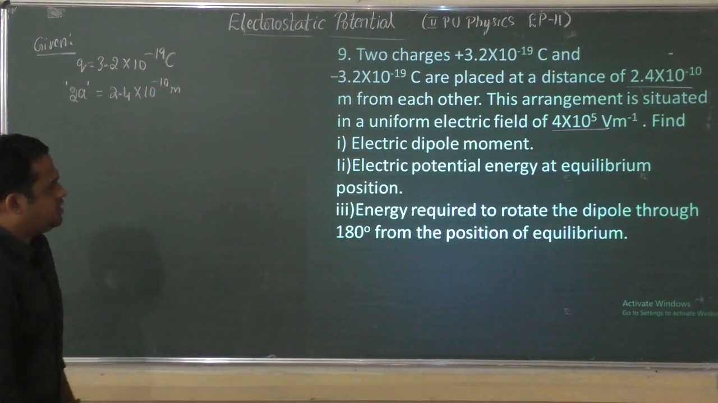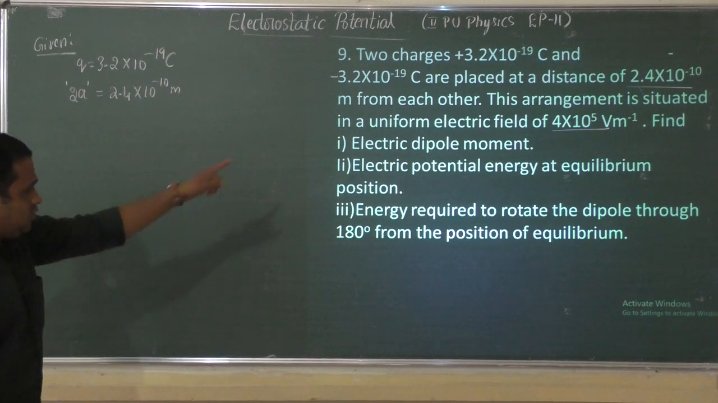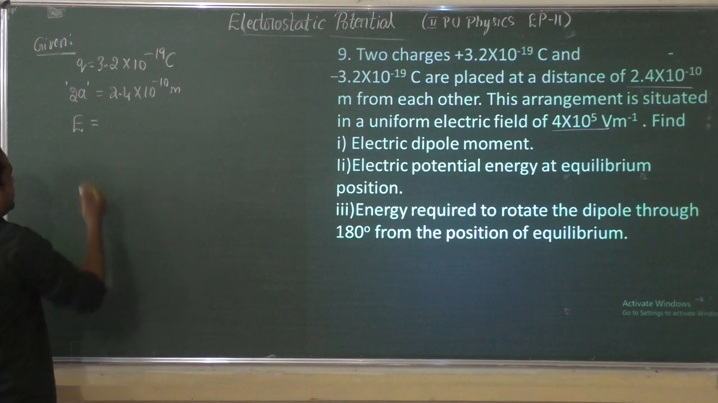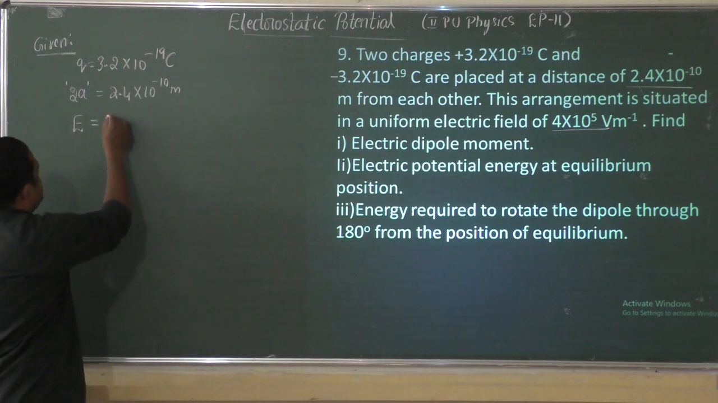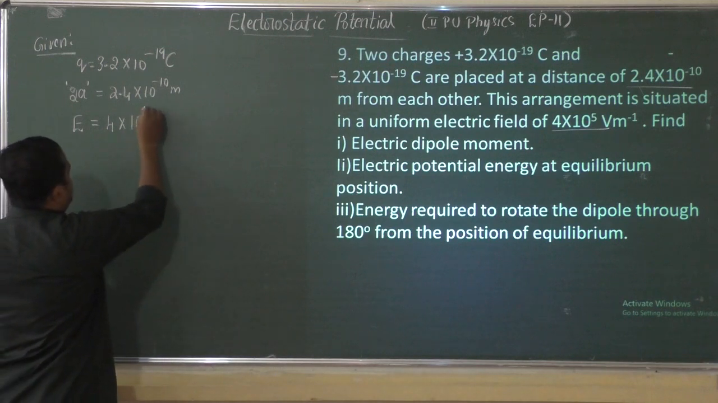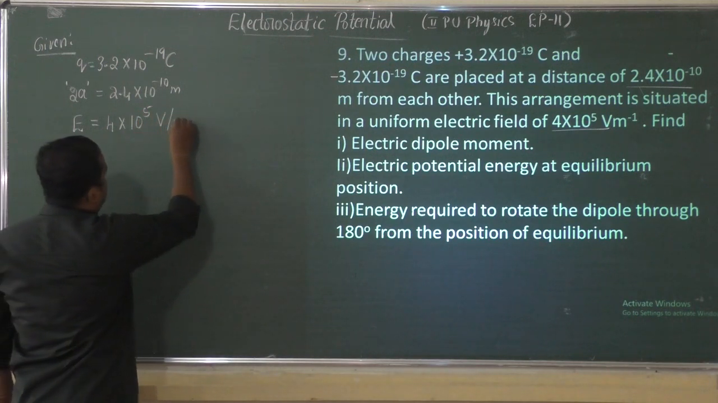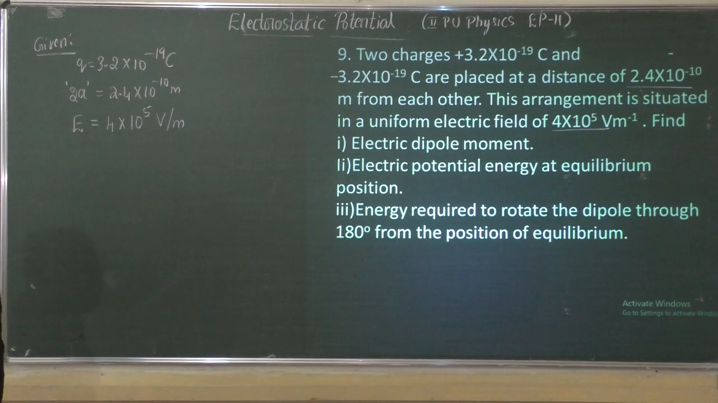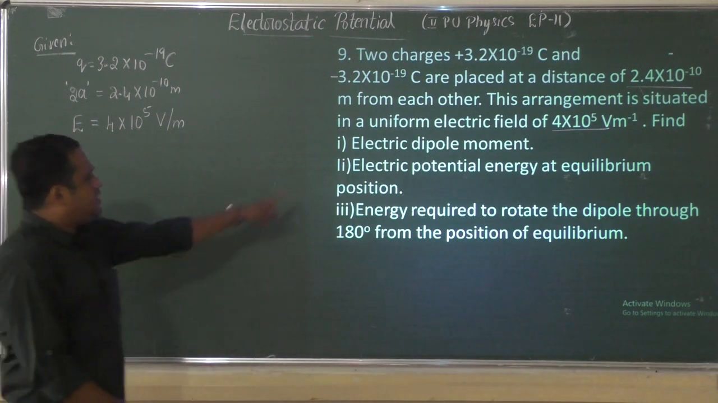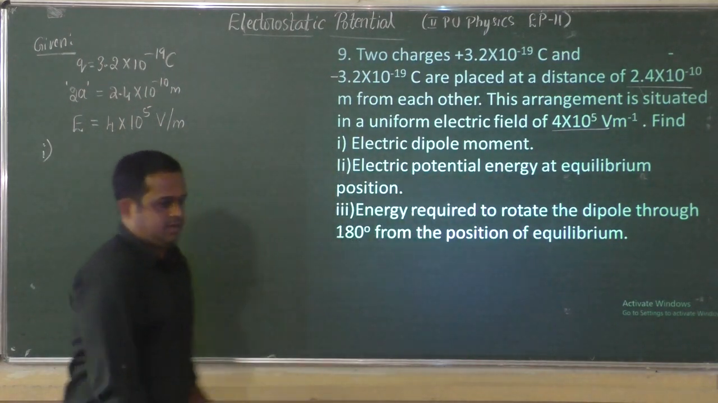In a uniform electric field, the strength of electric field or magnitude of electric intensity is given, that is equal to 4 into 10 power 5 volt per meter. So first of all, calculate the electric dipole moment.